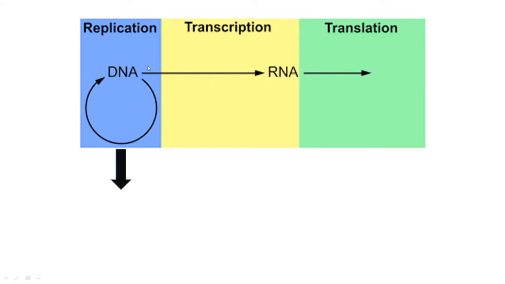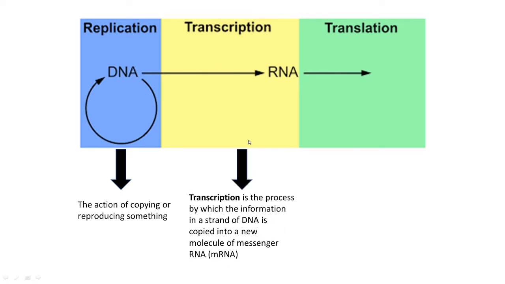The first step, replication, means the action of copying or reproducing something. So DNA copies itself to form another strand of DNA. It's replication. The second step is transcription. What happens in transcription? Transcription is the process by which the information in a strand of DNA is copied into a new molecule of messenger RNA, that is mRNA.